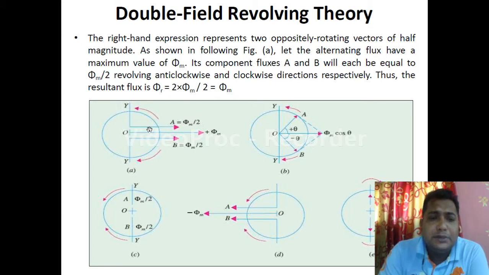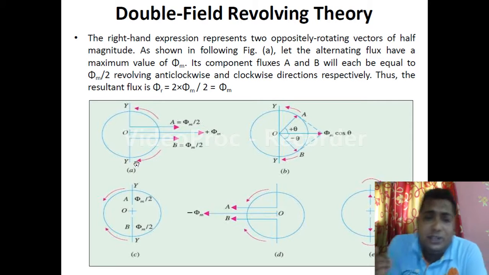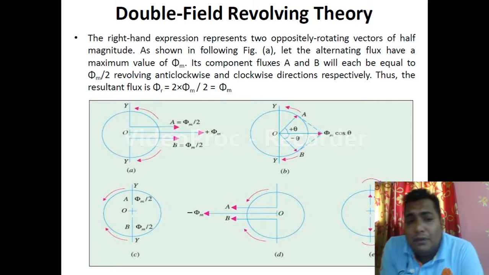So once we follow my pointer, we are considering this is flux A, a flux that has a value of phi m by 2. There is a flux B that has a value of phi m by 2. This A flux is rotating in the anticlockwise direction, and this B flux is rotating in the clockwise direction. So now we are going to check the value at different points.